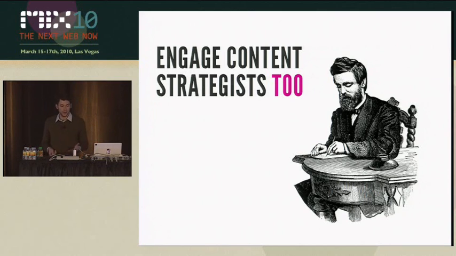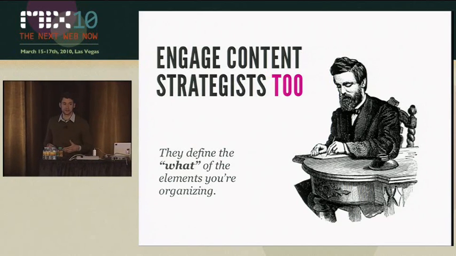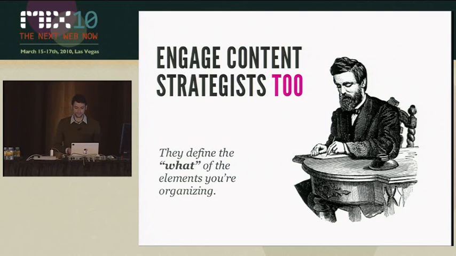So I think one of the best things, if you have a content strategist on your team, as an information architect, you should engage them as early as possible because they are going to define the what of the elements you're organizing. So as you're moving things around on the page and setting up grids and layouts and affordance, what you're actually moving around, the actual details of that content, are vitally important. And we'll explore that a little bit later as we talk about this in greater detail.